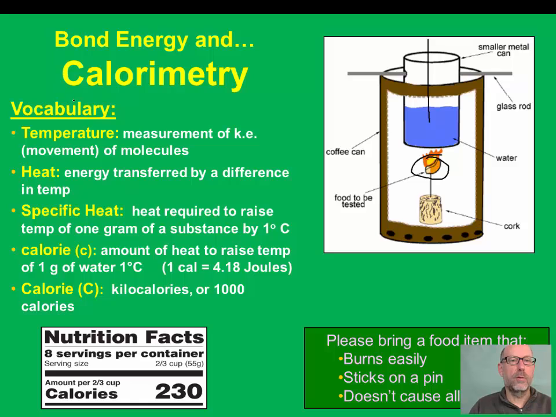The terms that you're going to need to know for this experiment will be temperature. What is temperature? It's actually the measurement of the kinetic energy or the movement of molecules. Heat is the energy transferred by a difference in temperature. So if it's hotter down here by the burning peanut and it's cooler up here, heat will be transferred to the cooler entity. Specific heat, well, some things heat up and cool down more quickly than others.